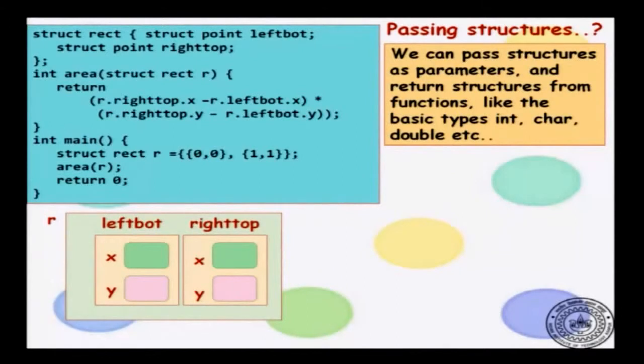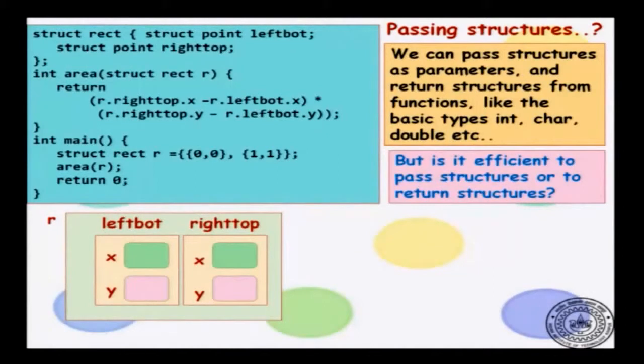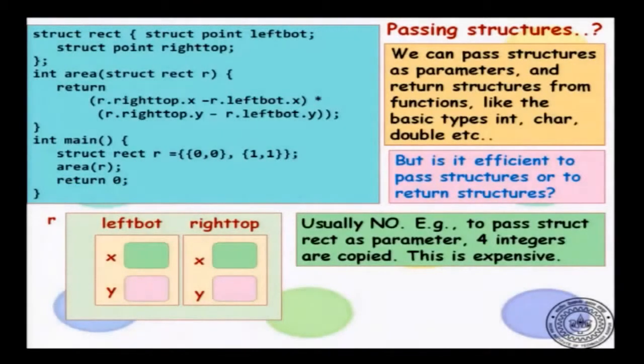So, we know that we can pass structures as parameters and also return structures from functions, but is it efficient to pass structures or to return structures? And the answer is usually no, because copying a structure involves copying all its subfields. Generally when you call a function, the value has to be copied onto the function's local scope, and we have seen this when discussing functions. So, when you pass a structure, the entire structure has to be copied. Similarly, when you return a structure, the entire structure that was created inside the function has to be copied back. This is usually an expensive operation.